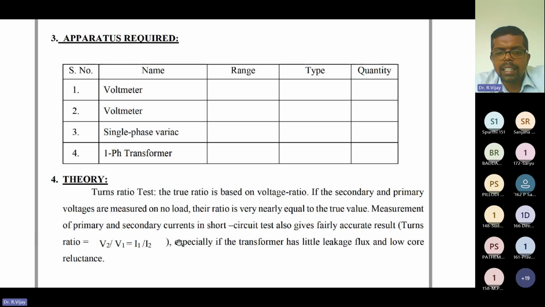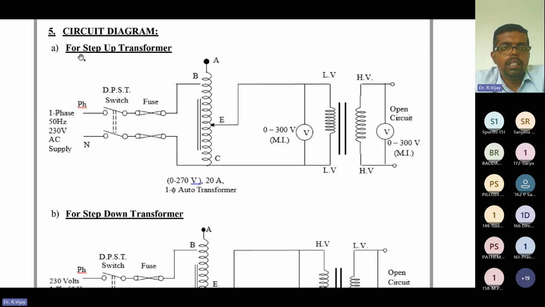Here, how to calculate the turns ratio? V2 by V1 is equal to I1 by I2. That is, secondary voltage divided by primary voltage is equal to primary current divided by secondary current. That's all. This holds especially if the transformer has little leakage flux and a low core reluctance. So the transformer should have less leakage flux, and the core reluctance should also be low.